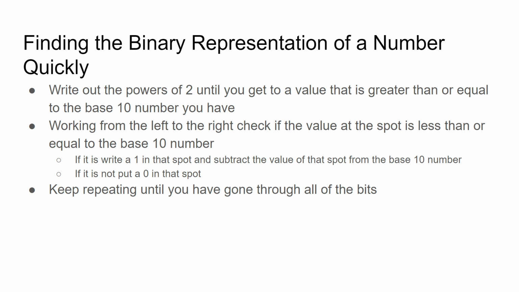Should be fairly straightforward. Let's say we want to find the binary representation of a number quickly. It's fairly easy to do with base 2. You write out the powers of 2 until you get to a value that's greater than or equal to the base 10 number you want to represent. Working from left to right, check if the value at that spot is less than or equal to the base 10 number. If it is, you write 1 in that spot and subtract that value from the number. If not, put a 0 there and continue until you get all the way to the end.